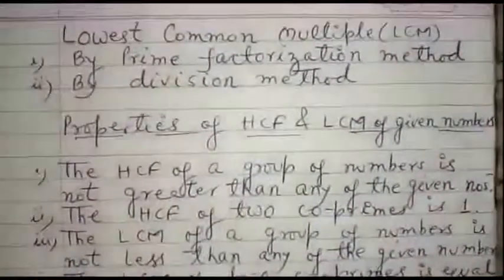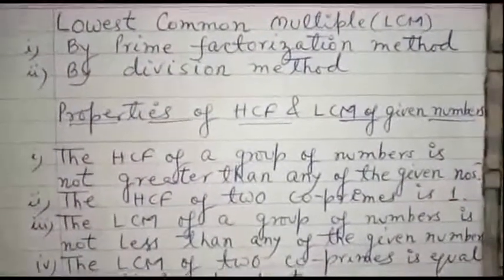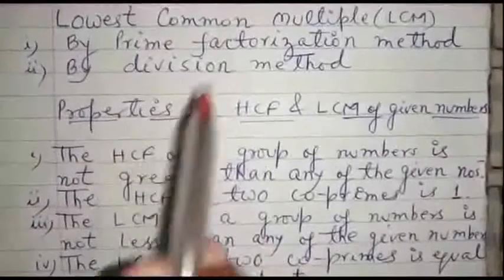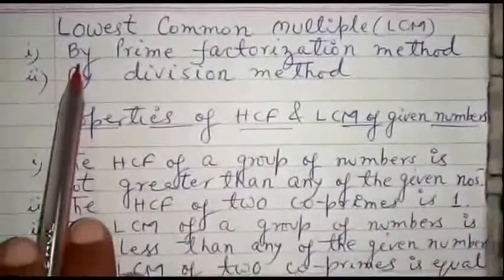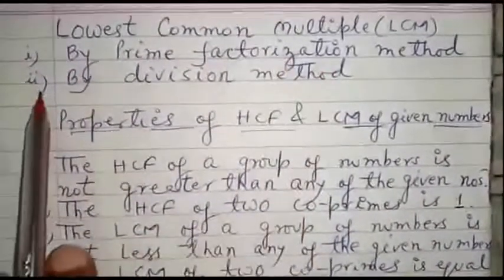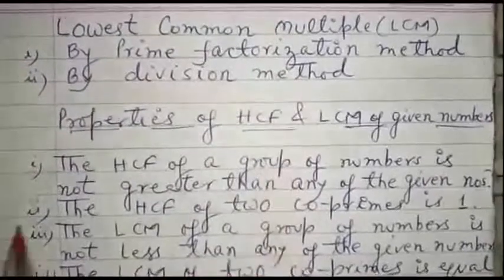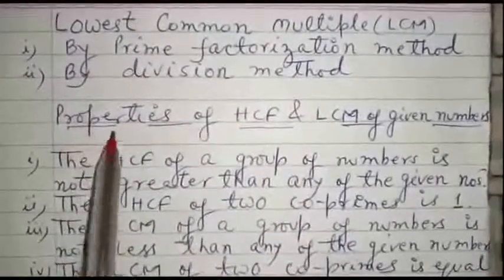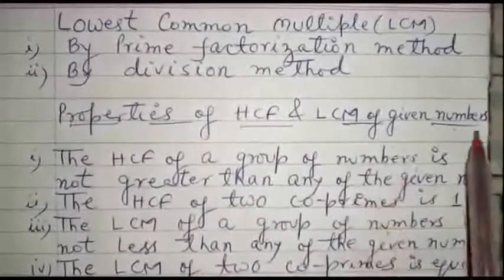Next article, LCM, that is lowest common multiple. We can solve LCM by two methods, first prime factorization and second the division method. Now the properties of HCF and LCM of given numbers.